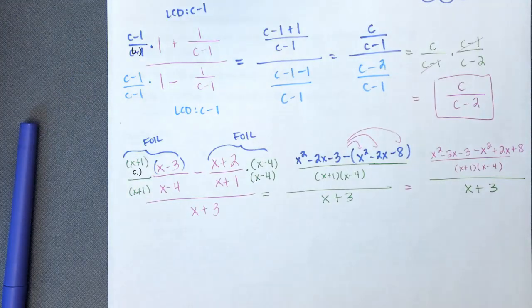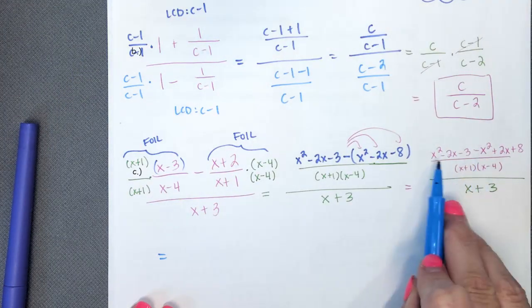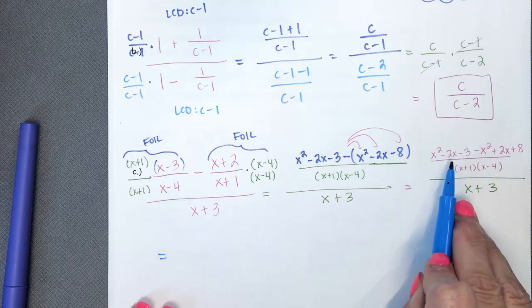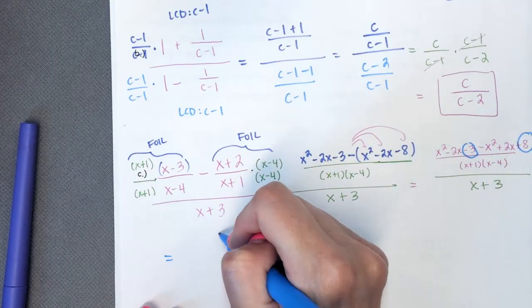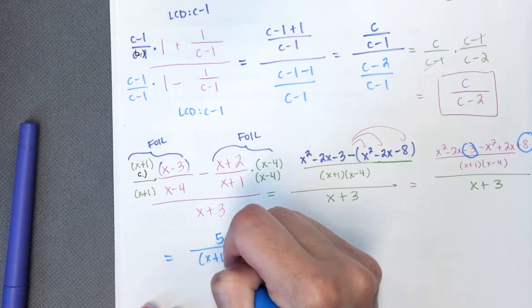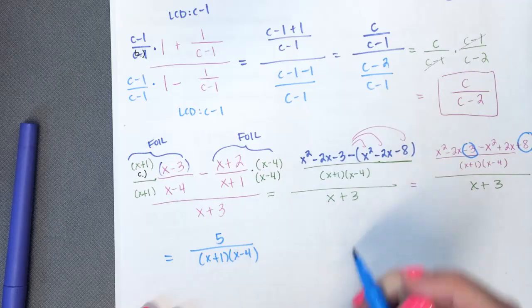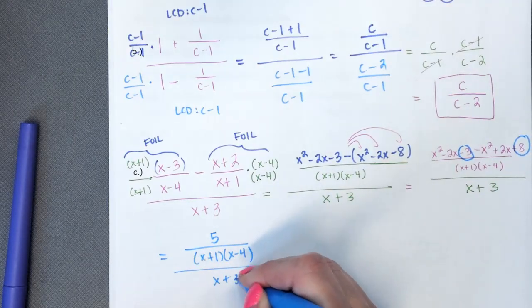Okay, and then I can get my like terms together. So x squared minus x squared, those are actually going to cancel each other out. Same thing with negative 2x and 2x. So the only thing I'm going to be combining is a positive 8 and a negative 3. So I have 5 over x plus 1 times x minus 4. And then that whole thing is divided by x plus 3.